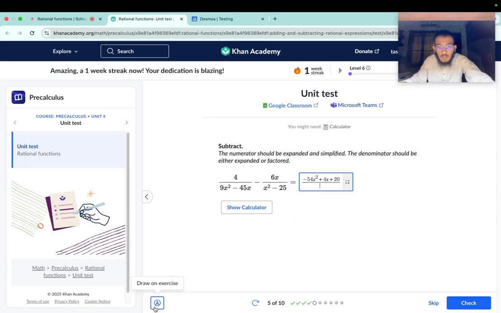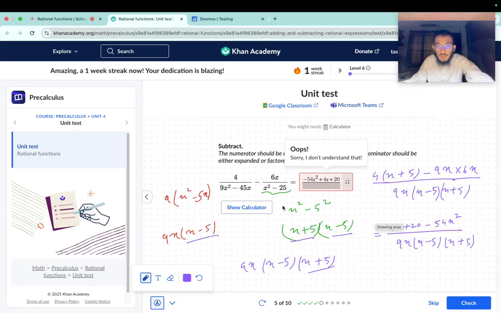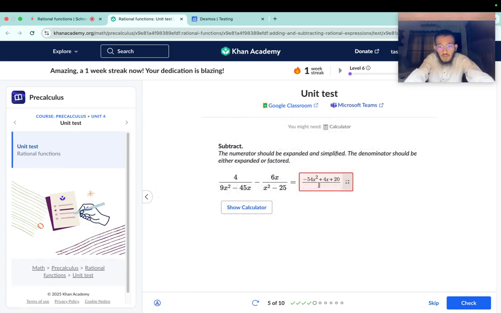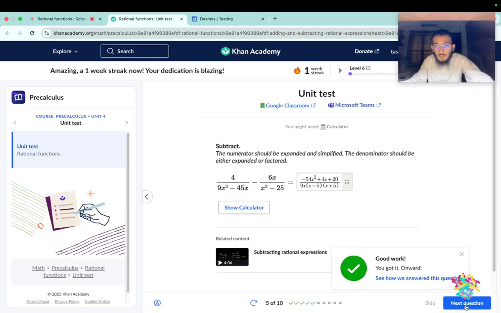Now what do you have in the denominator? The denominator should be either expanded or factorized. We have factorized it. So 9x, x minus 5, x plus 5. 9x into x minus 5, we have x plus 5. This should be our answer.